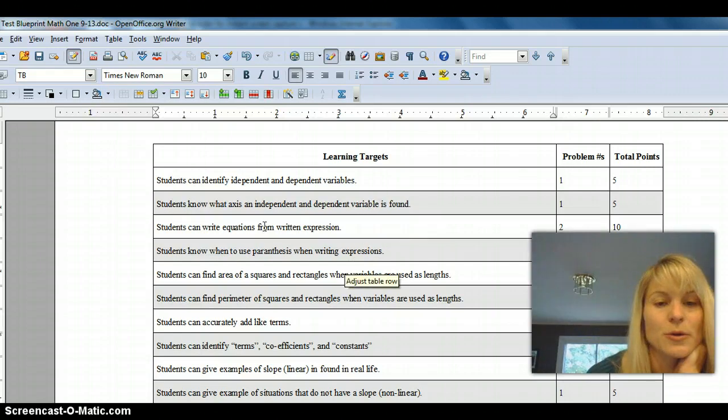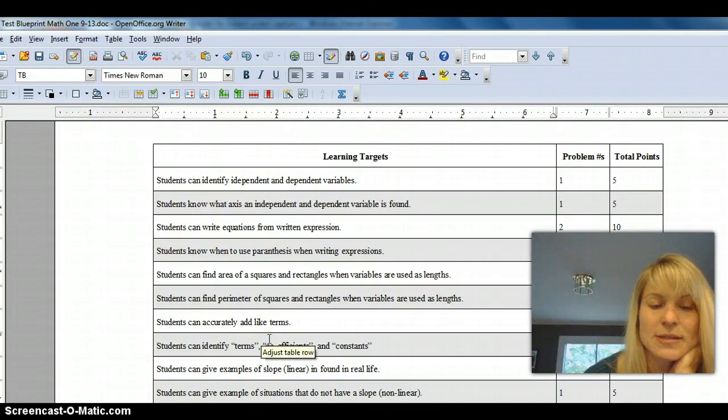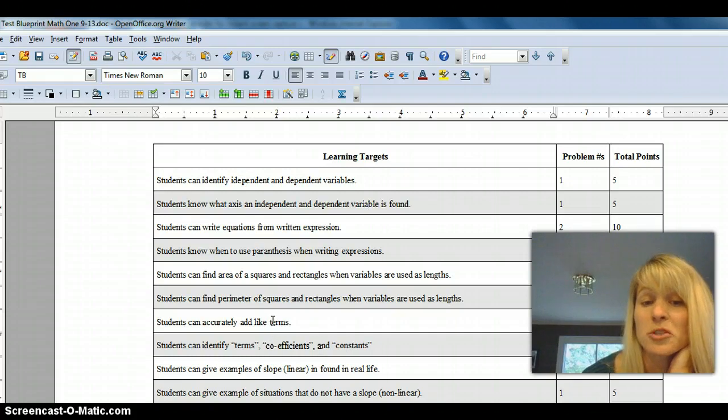Okay, and so we're going to go through each one of these learning targets. And what I want you to do, and I'll show you how to do this, is write a test question for each learning target. Your test questions need to be either true or false, multiple choice, or fill in the blank. So just for an example, I'll do the first couple learning targets and then you're going to do the last ones.